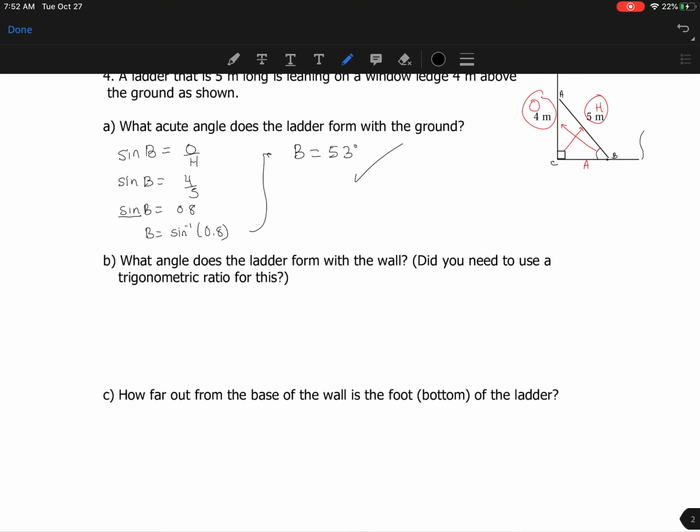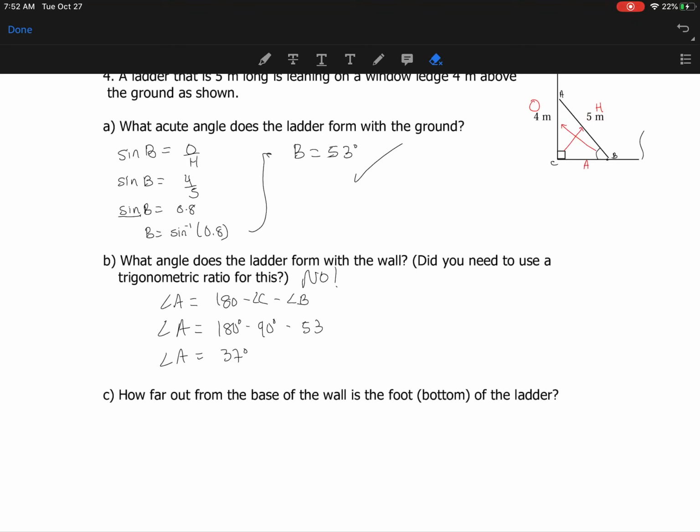Now it says, what angle does the ladder form with the wall? Do we need to use a trig ratio for this? No. We know two angles, so to find the third, which is angle A in our question, we take 180 and subtract the other two angles from it. So angle A is equal to 180 degrees minus 90 degrees minus 53 degrees. When we do that, we get a nice angle A of 37 degrees. Then we're going to solve the triangle, which means they're asking us for the last piece of information, which is the base.